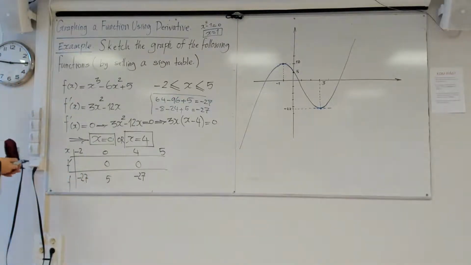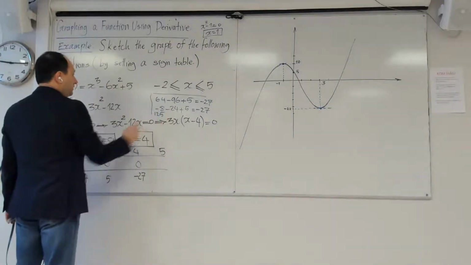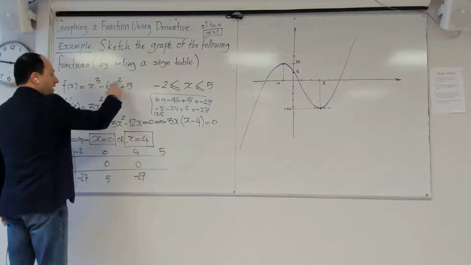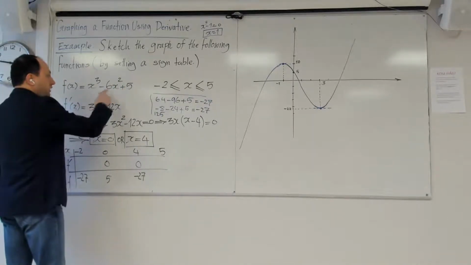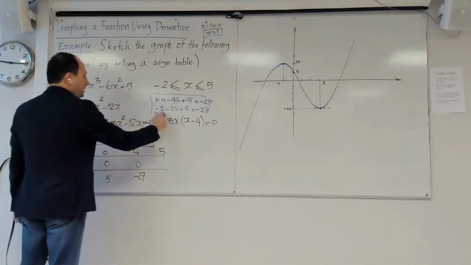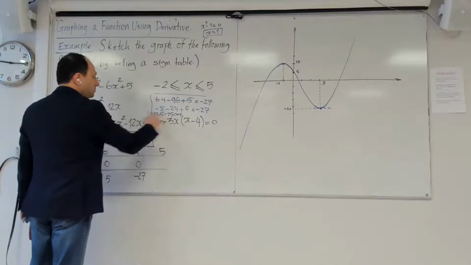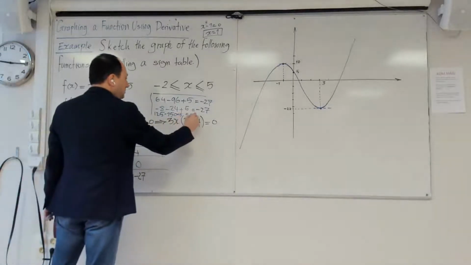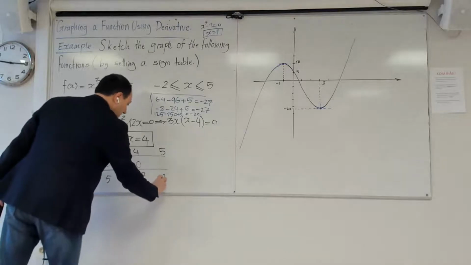And finally, if I put 5 here, it becomes 125. 5 to the power of 2 is how much? 5 to the power of 2 is 25, times 6 is minus 150. And then I also have a 5. So it becomes minus 25, it becomes minus 20. Yes. So this becomes minus 20.